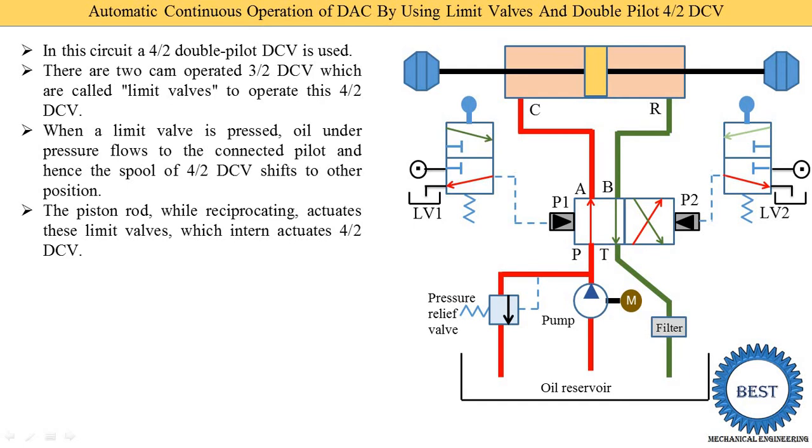At the end of the rod we fitted the cam. This cam actuates, which means operates, these limit valves. So another meaning of actuate is operate, so it is simple for you to understand, which in turn actuates the 4/2 DCV.